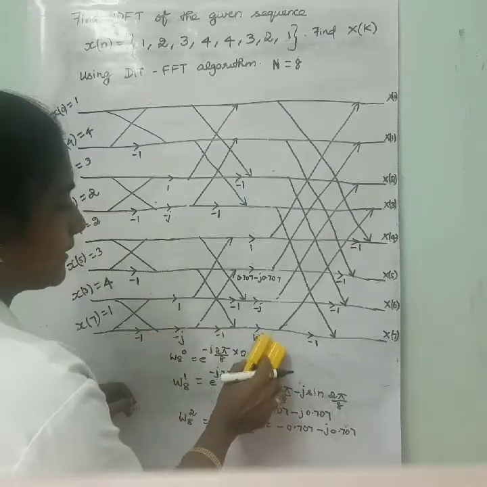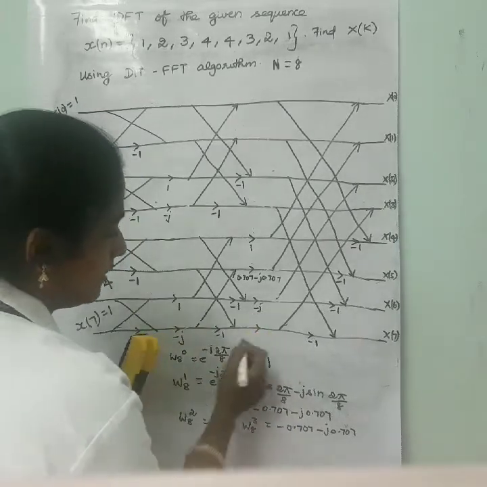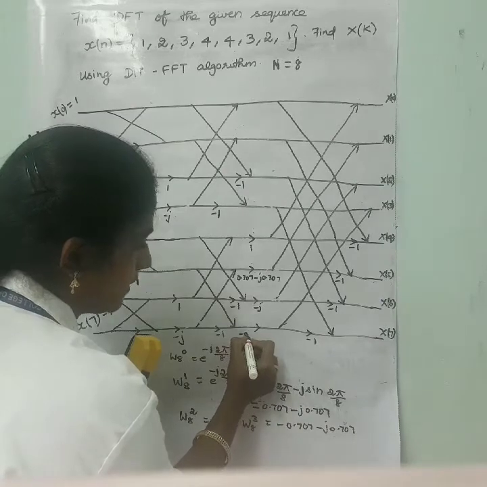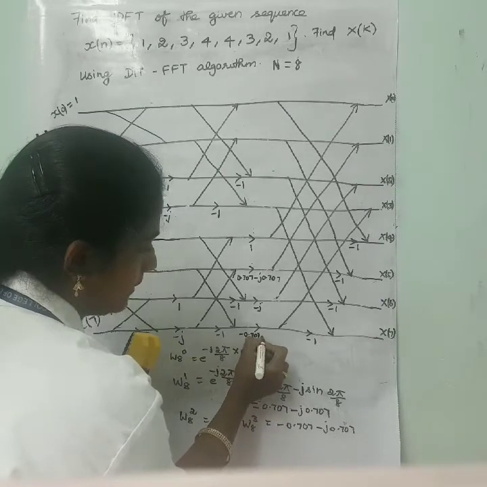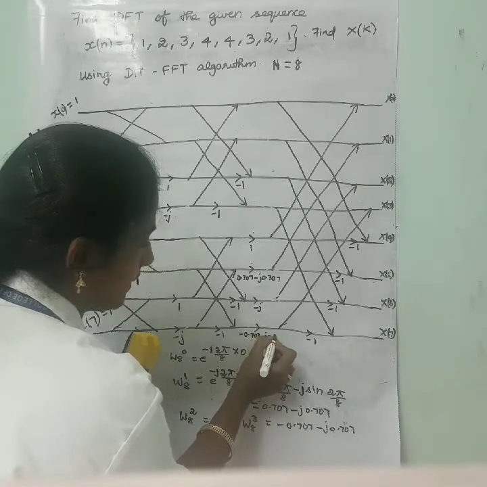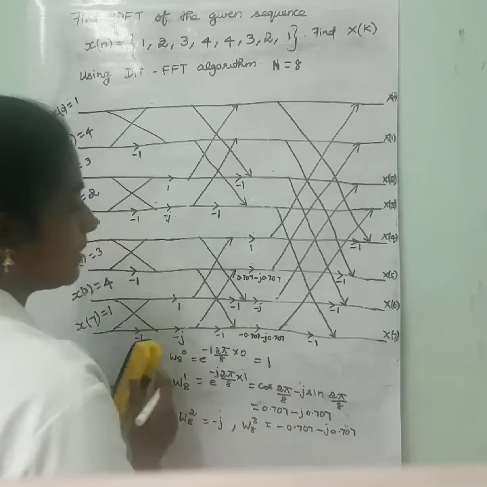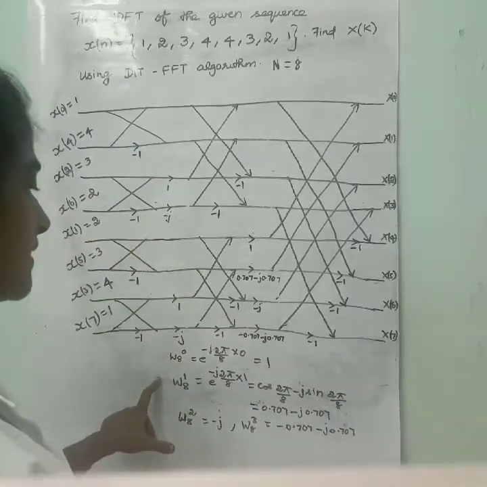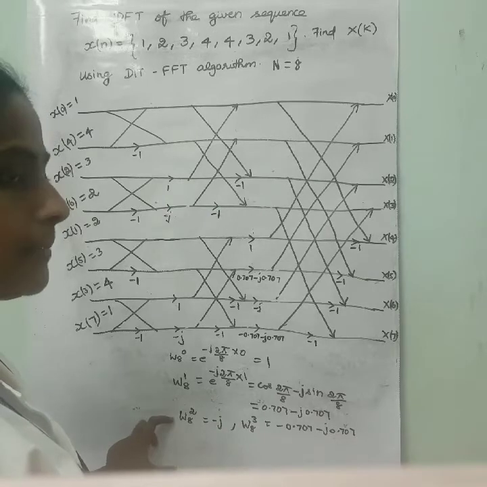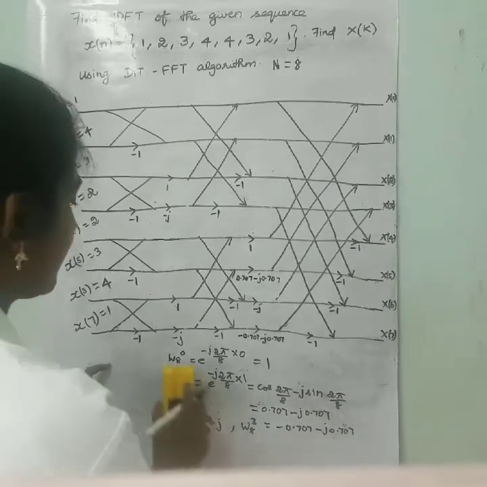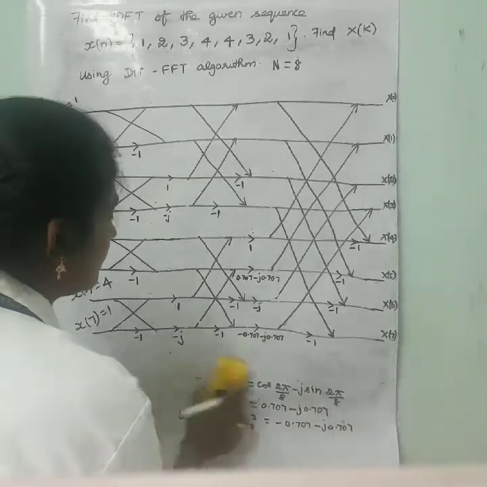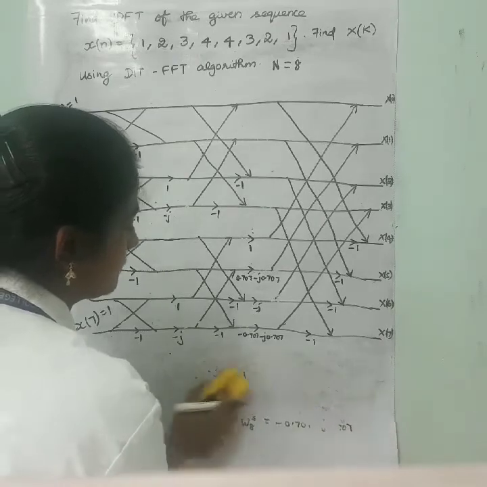And W8 power 3 value is minus 0.707 minus j 0.707. In this way you can find the values for W8 power 0, W8 power 1, W8 power 2, W8 power 3. Now we can do the problem.